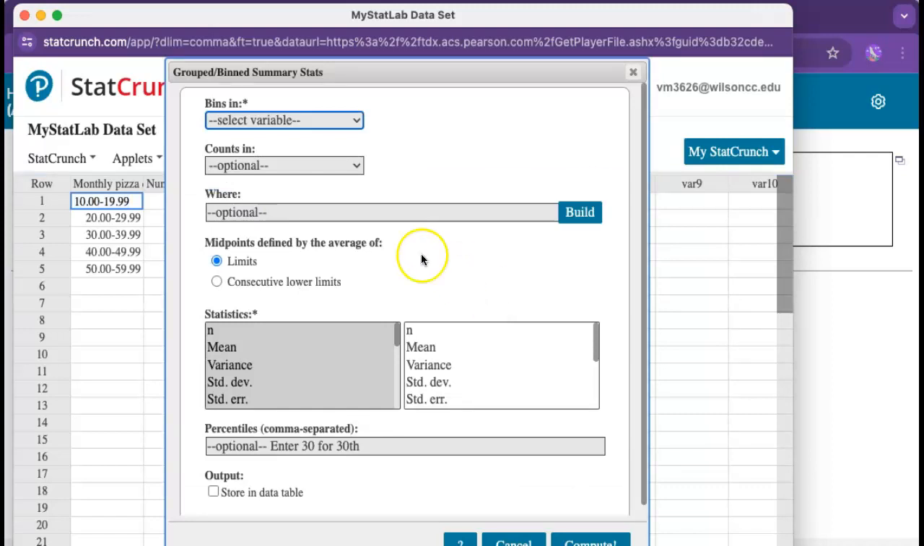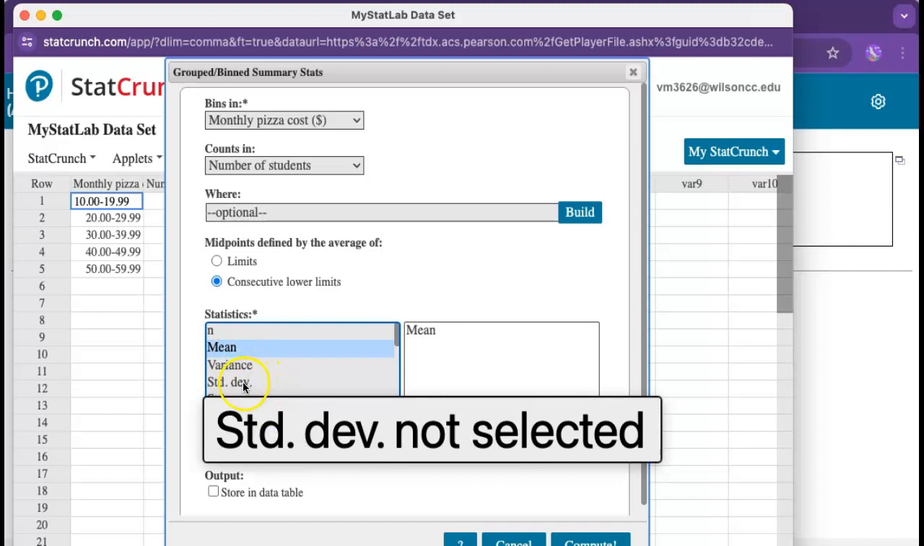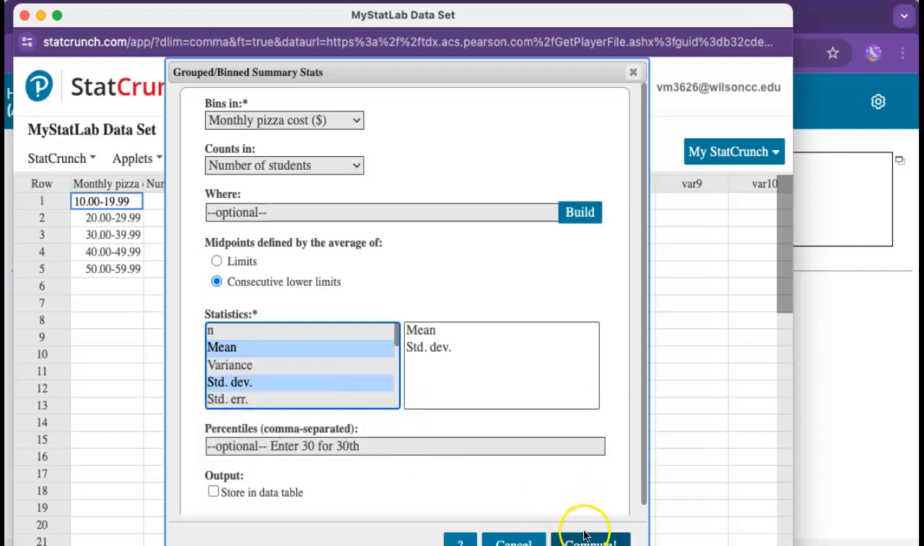Our next step is to say where the bins are located. So when we click on that down arrow, we see that they're located in monthly pizza calls. And the counts, the frequency, is the number of students. Now, midpoints are defined by the average of consecutive lower limits. That's the way we're defining that. So I want to figure out what's the mean. And since this is a sample, I'm also going to choose standard deviation. And then I go down here to the bottom and click compute.